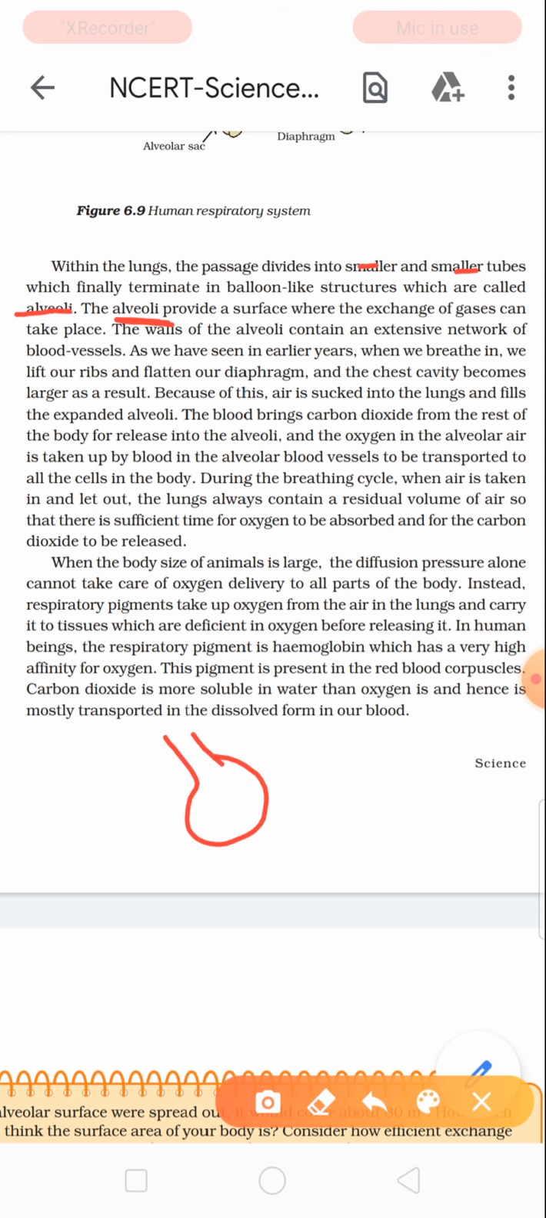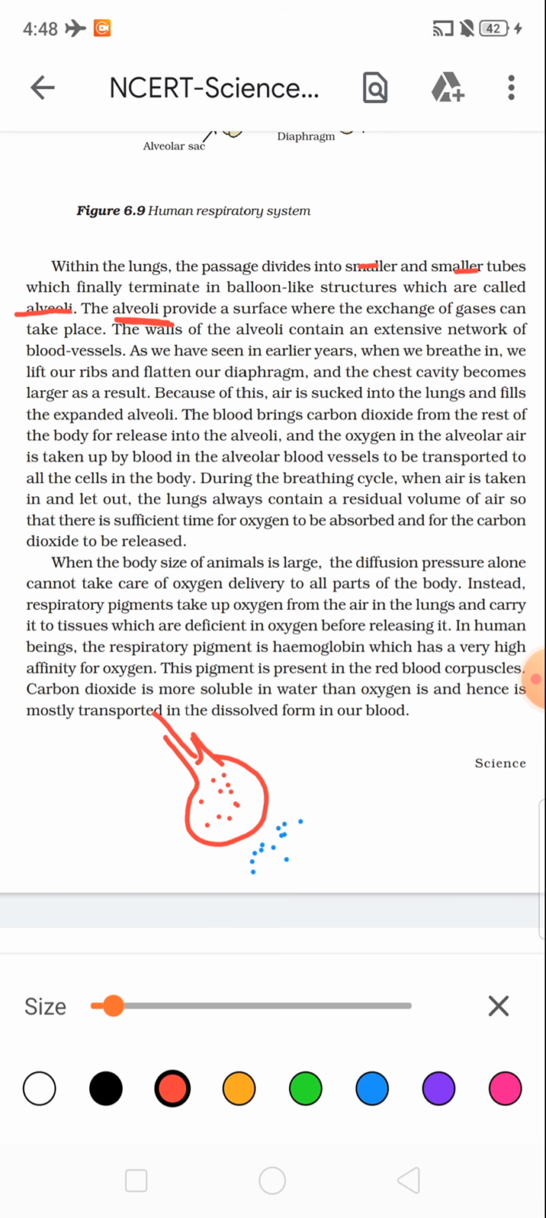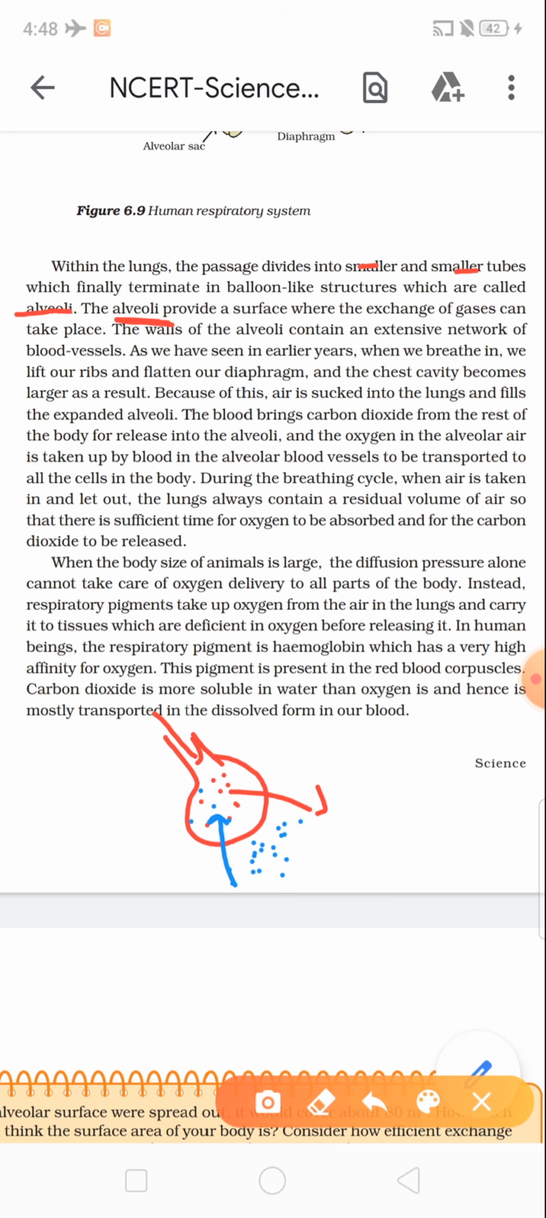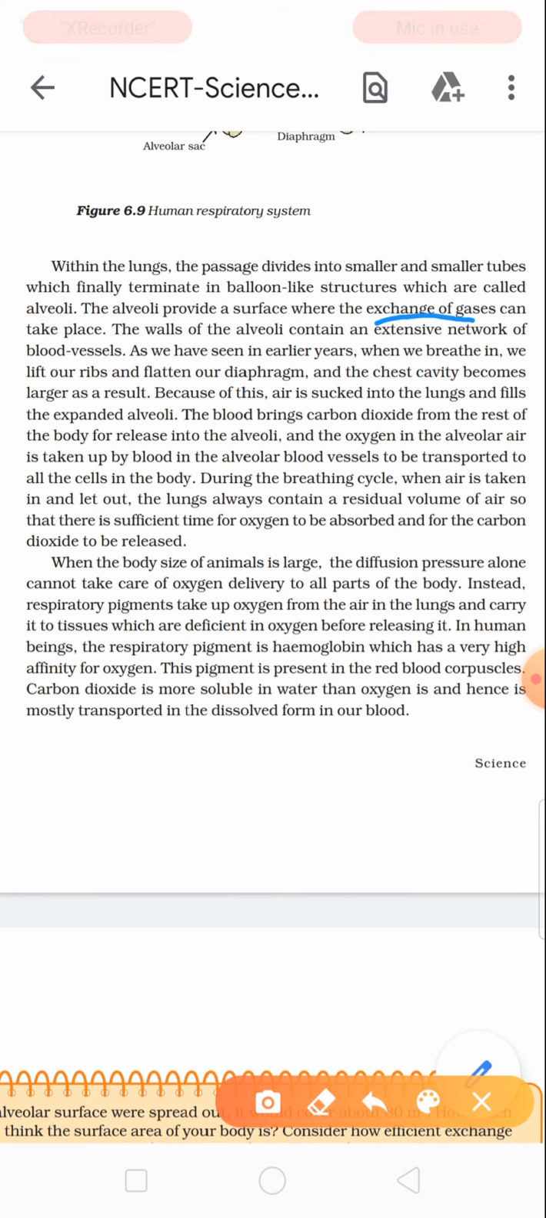Inside, what we will have is oxygen, and outside, here we will have carbon dioxide. Because when we are inhaling we will have oxygen, the oxygen will move across, and the carbon dioxide which is there will move the other way. So this is the region where the main important thing, that is exchange of gas, is taking place.